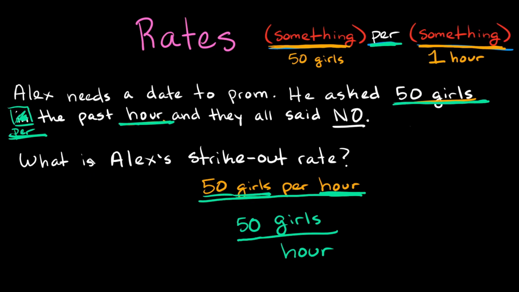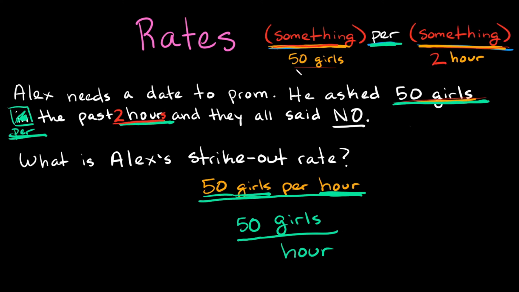Okay, now one last thing I want to do is change up my problem up here a little bit. So what if I changed my time to 2 hours? So now it says he asked out 50 girls in the past 2 hours, and they still all said no. So how would that change my rate? Well, remember, there's two ways to solve for the rate, right? So first of all, you just write something per something, and then the first something is the quantity that you're talking about. So we're still talking about 50 girls, right? So that doesn't change. But up here, instead of having 1 hour, I would have 2 hours.